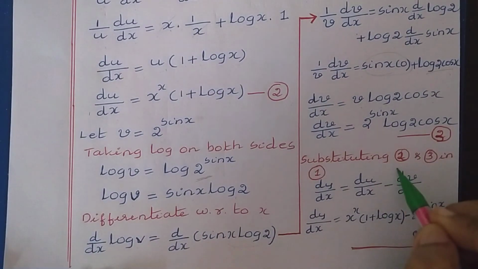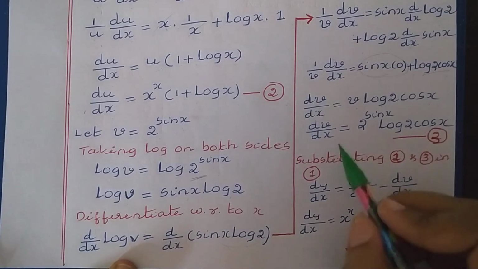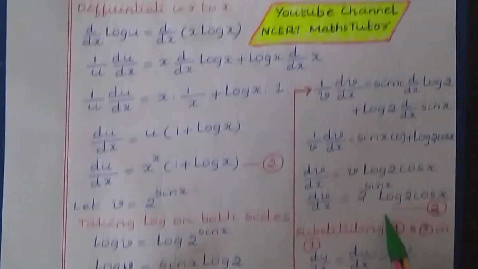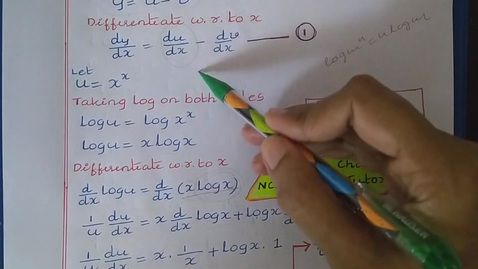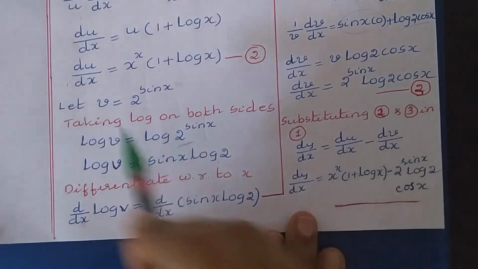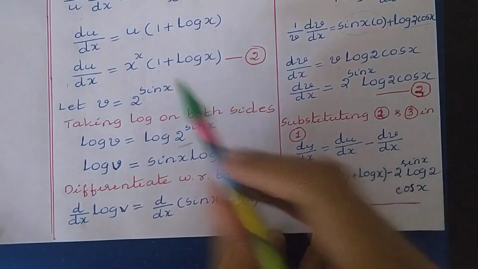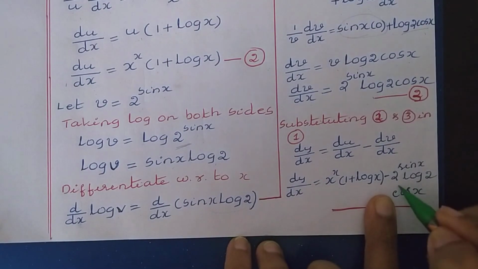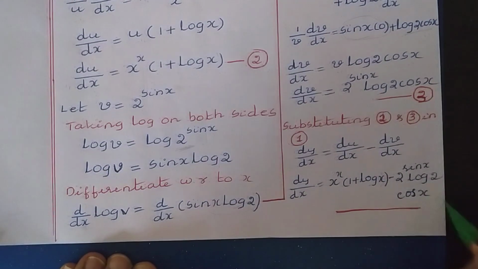In the next step, substitute the values of equations 2 and 3 in equation 1. We have got the derivative of v as well as the derivative of u. You have to substitute these values in equation 1. Equation 1 is dy by dx is equal to du by dx minus dv by dx. Here we have to substitute the value of this and this. So dy by dx is equal to derivative of u, we got this, x to the power x into 1 plus log x, minus derivative of v, which is this one, 2 to the power sin x into log 2 cos x. So this is the solution for questions number 3 and 4.